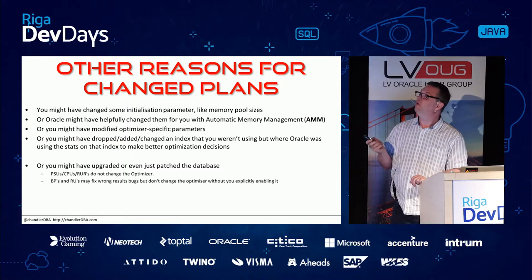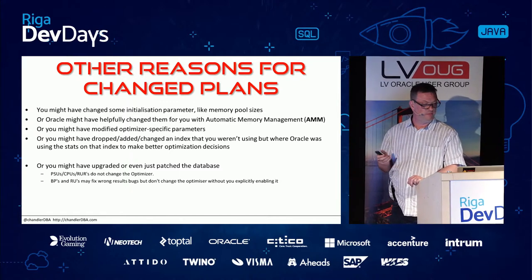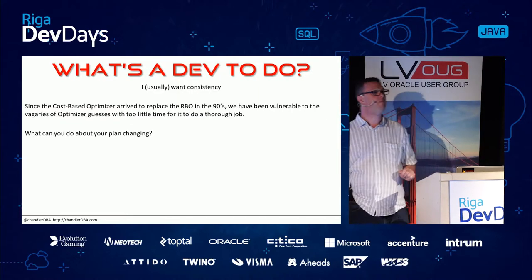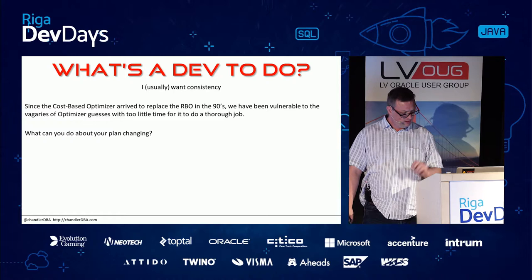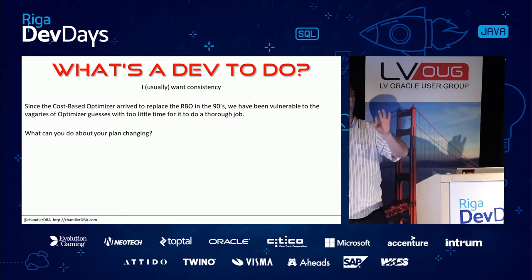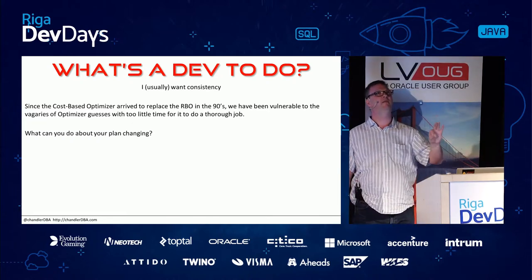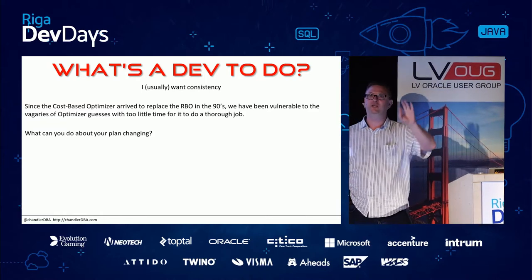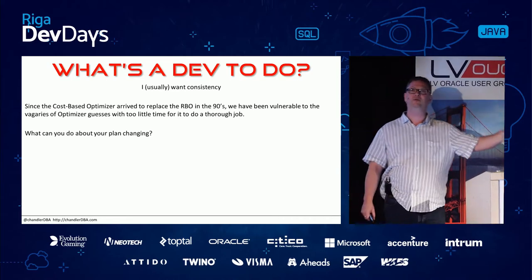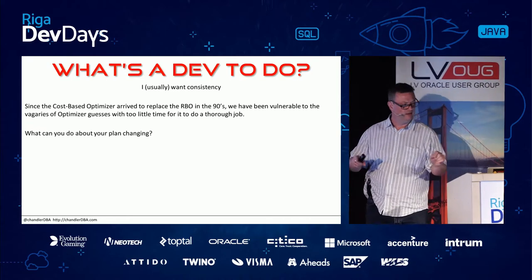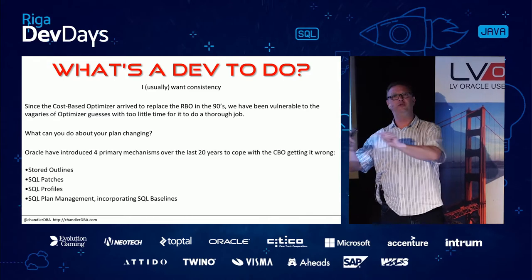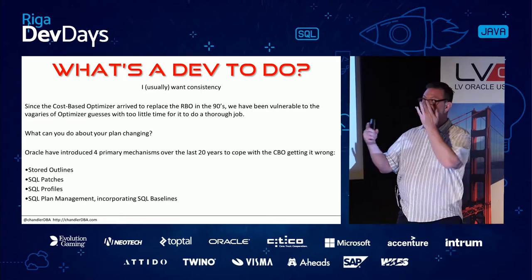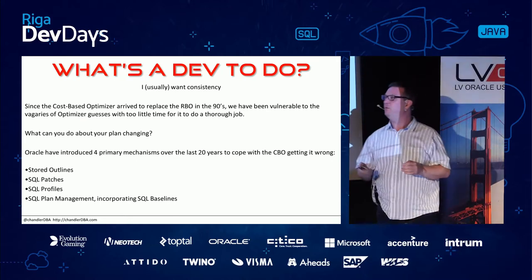Or you might have modified some optimizer stats, or you might have dropped or added or changed an index that you weren't using. Because it's true that Oracle will use every bit of statistical information in the database that it can to work out the best way to access your data. And it may be using the statistics associated with an index that you're not using, a multi-column index at least, to allow the optimizer to know not to use it. And if you change and drop an index, it may actually change your plans.